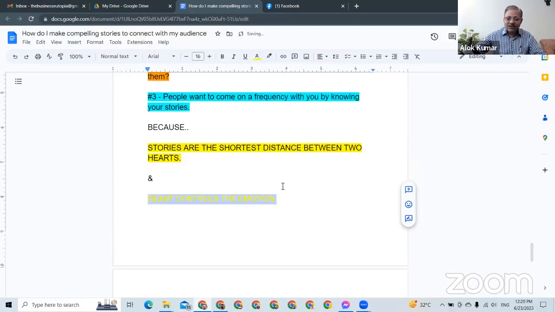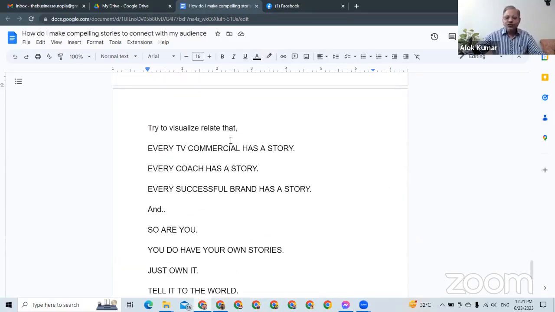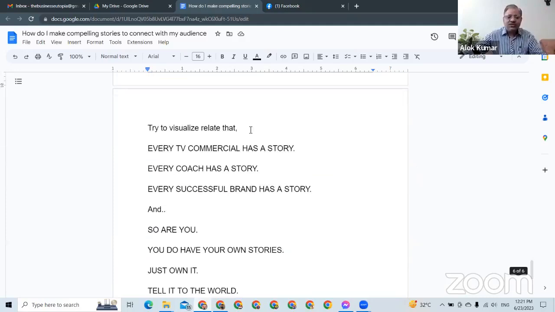So I'm not a psychologist, but I can vouch for this, that you have lots of things which you can do through stories, right? Because these stories are going to get into your mind, emotions, right? So now try to visualize that. This is what the strategy is. Now I'm going to give you certain visualization.